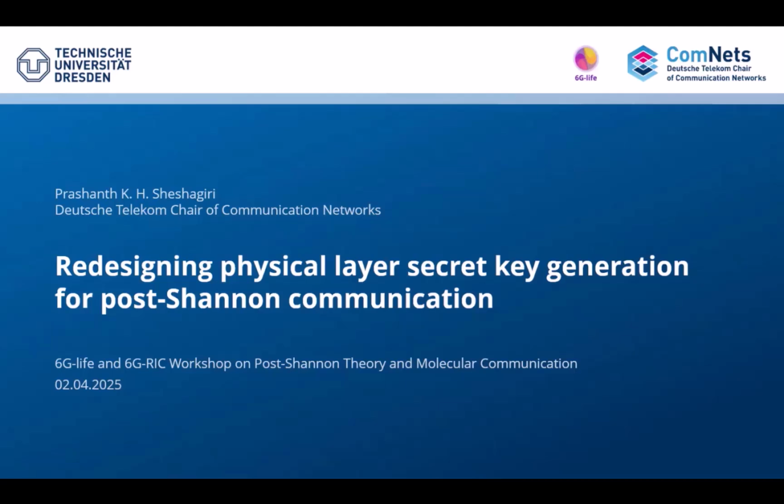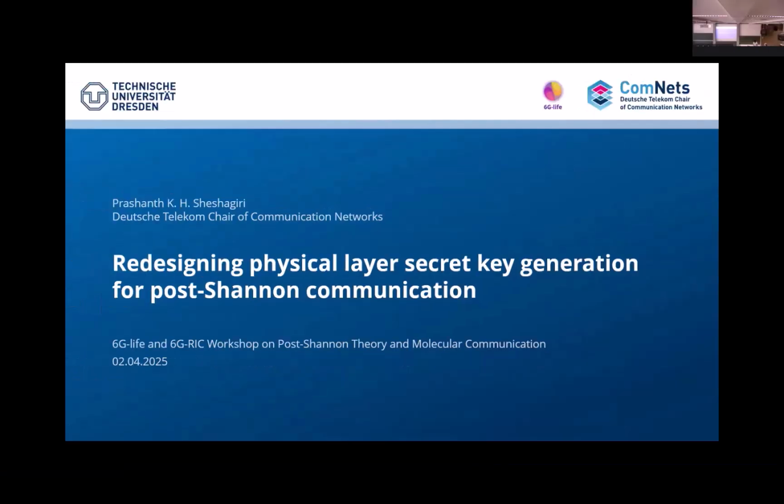Okay, so we continue with similar topics. So still we try to generate randomness. And the next talk is given by Prashanth. He is from Technische University of Dresden. He will talk about redesigning physical layer secret key generation for post-Shannon communication.